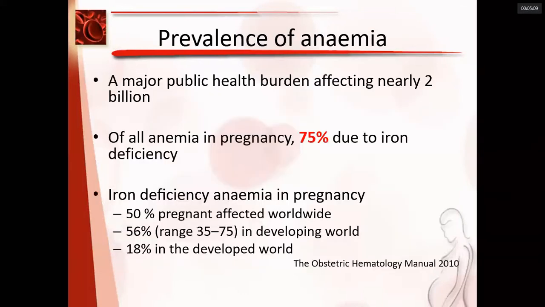So how common is anemia? Why do we need to study anemia? It is because it is a major public health burden affecting nearly 2 billion of the world's population. Of all anemia in pregnancy, 75%, that is 3/4, is due to iron deficiency. And iron deficiency anemia in pregnancy affects 50% of the pregnant women worldwide.